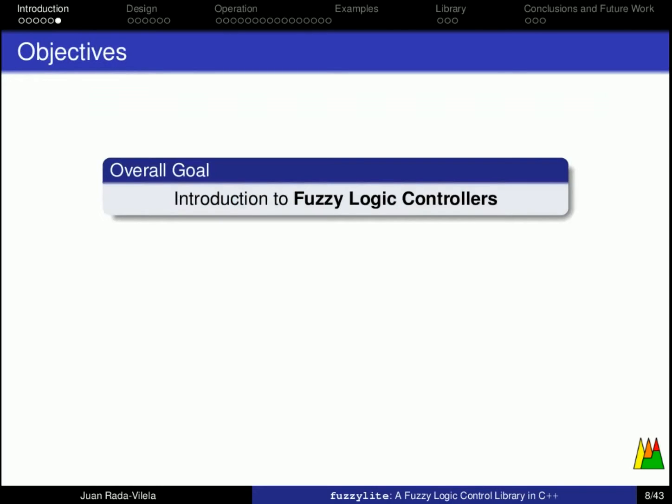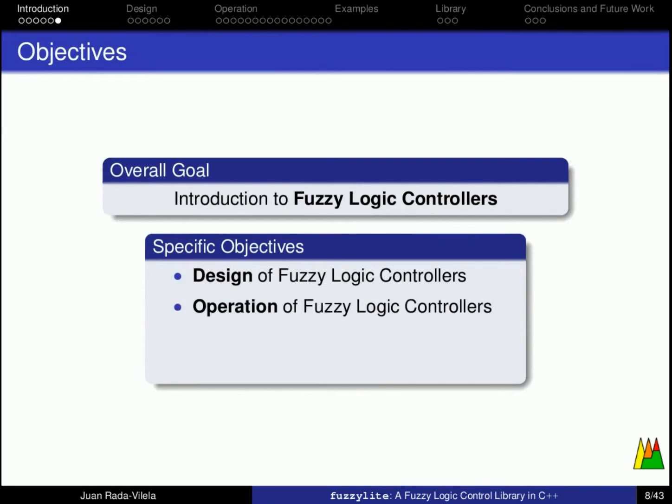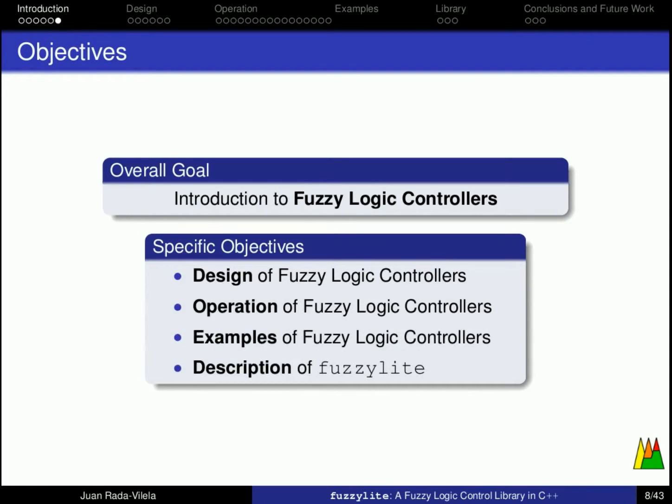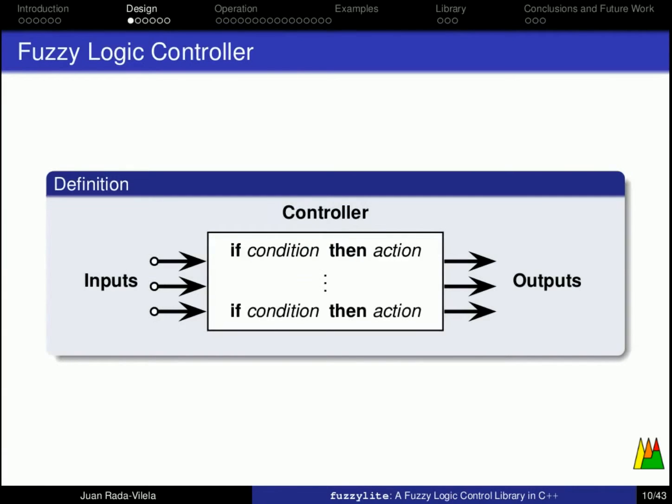The overall goal of this tutorial is to present an introduction to fuzzy logic controllers. Specifically, I will go over the design and operation of fuzzy logic controllers, I will present some examples, and lastly, I will describe FuzzyLite. So what's a fuzzy logic controller? Basically, it consists of a set of inputs that activate a set of rules, that trigger a set of actions, that generate a set of outputs. As simple as that.